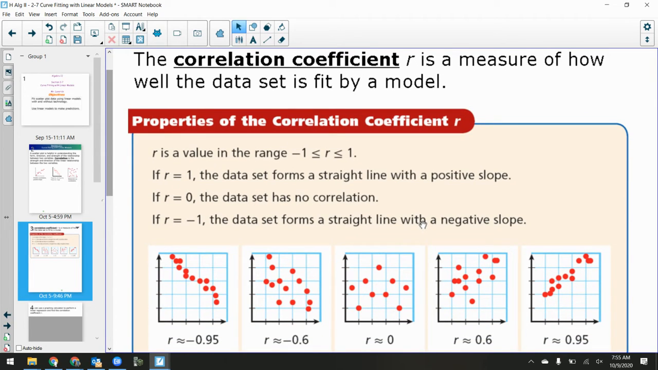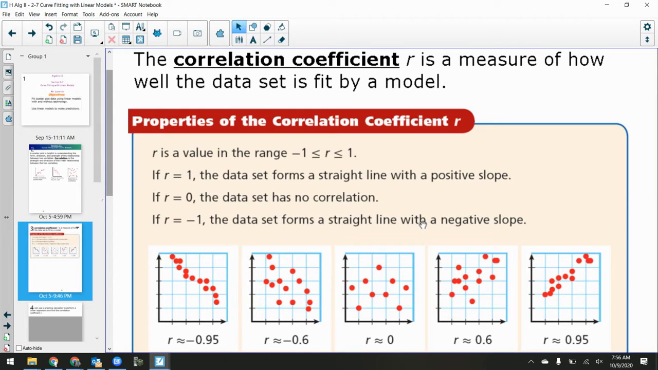Talking about an R value, the R value is a number that will range between -1 and +1. R values always range between -1 and +1. The closer you get toward 1, the stronger the correlation in the positive direction. The closer you get toward -1, the stronger the correlation in the negative direction. The closer you get toward 0, the weaker the correlation.